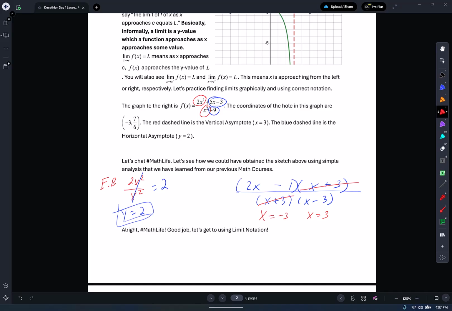So I have a hole at whatever factor cancels out. So I canceled out those x plus 3. So that means you have a hole at x equals -3. Whatever turns that x plus 3 into a 0.